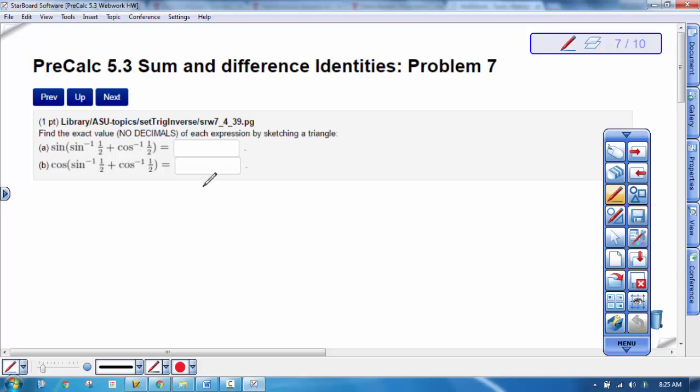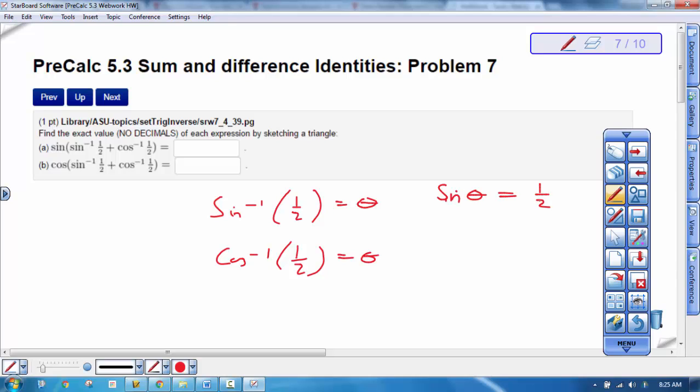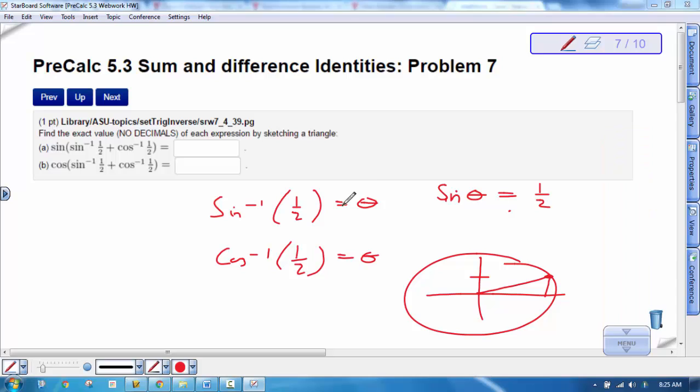So we got to find these angles first of all. What is inverse sine of 1/2, and what is inverse cosine of 1/2? Well, let's rewrite this. I'm going to call this equal to some angle, theta. I'm going to write sine of theta equals 1/2 and figure out where that is on the unit circle. Sine is the y value, so that's here, and we know that's 30 degrees. So I'm going to call that theta right there, pi over 6, 30 degrees.